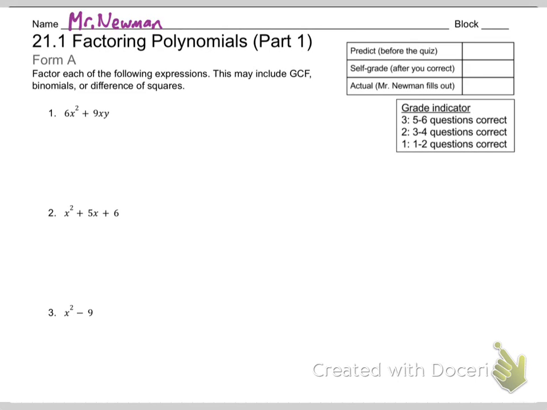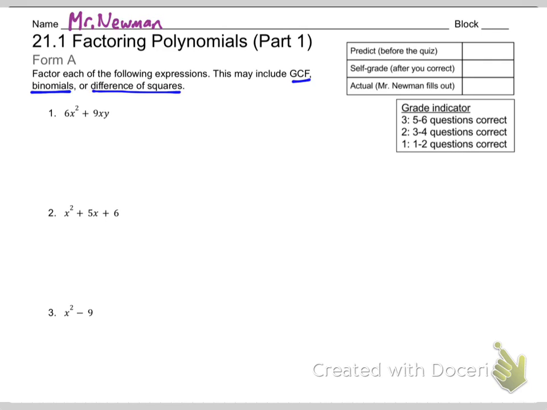Hey everyone, Mr. Newman here, and we're going to do an example quiz or practice quiz for factoring polynomials. First thing you need to know is all of these we're going to be factoring, but there's three different ways so far we've learned to factor. One way is finding the greatest common factor. Another way is factoring trinomials into binomials. And the third way is finding the difference of squares.